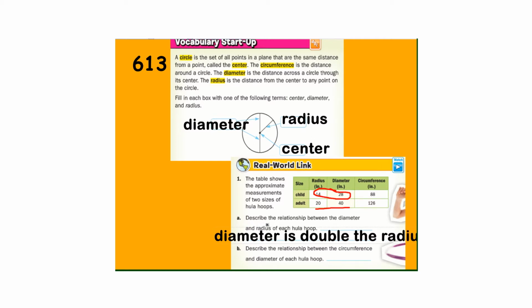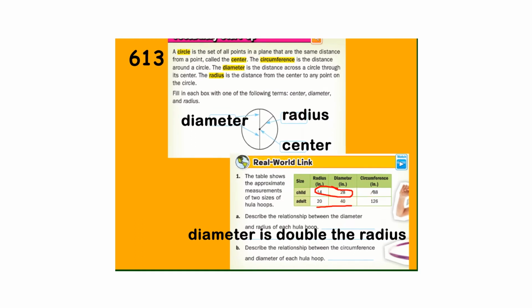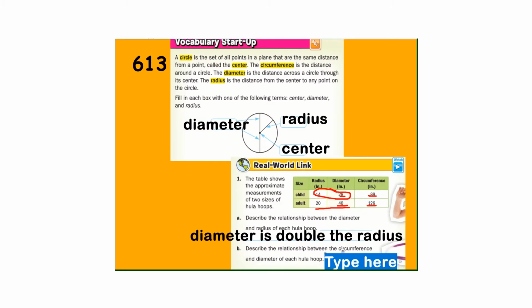Okay? Then letter B. Describe the relationship between the circumference and the diameter. So the circumference is 88 compared to 28. And we have 126 and 40. And what do you notice there? It's about 3 times. It's close to 3 times. Little over. The circumference is a little over 3 times the diameter.